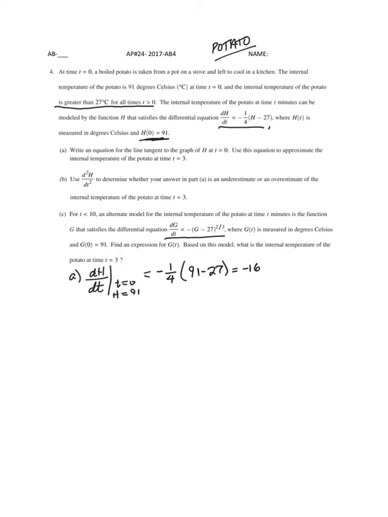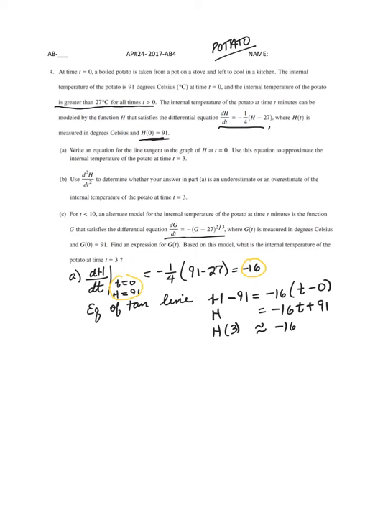Okay, but the equation of the tangent line in point-slope form, well, this is the point, this is the slope, and at t equals 0 would be y, well, instead of y, we're going to put h. h minus 91 equals the slope times x, which is t, minus 0. So if we add 91 on each side, which we don't have to, but I will because it tells us to use the tangent line to approximate the temperature of the potato at 3. So h of 3 is about equal to negative 16 times 3 plus 91, and that answer will be 43 degrees Celsius. That's the approximation. And this is the tangent line.